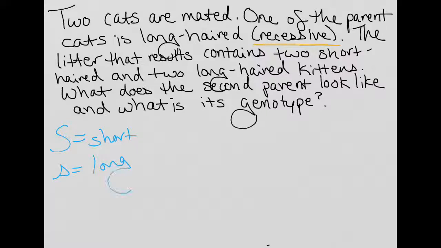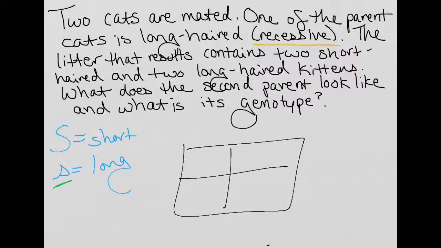And long. Okay, and I hope you noticed a capital and lowercase s look exactly the same, especially if you have bad handwriting. So if I have a letter that looks exactly the same, upper and lowercase, I usually use a lowercase cursive letter for my recessive individual. So let me look at my Punnett square here. I have a parent that is long-haired.